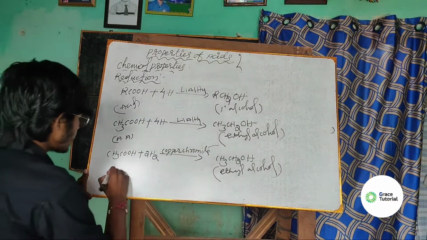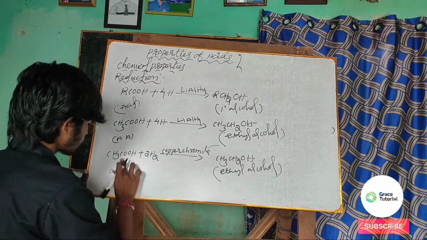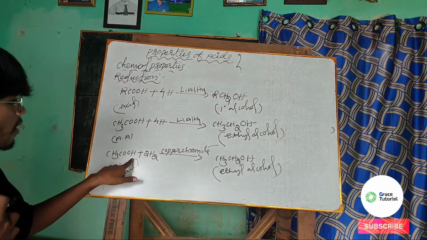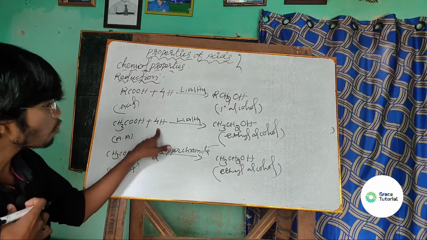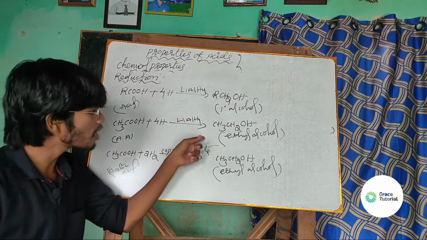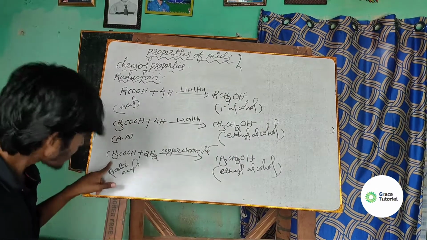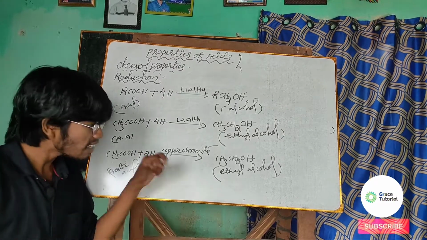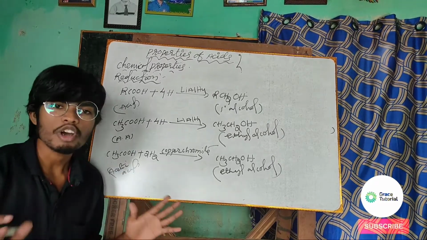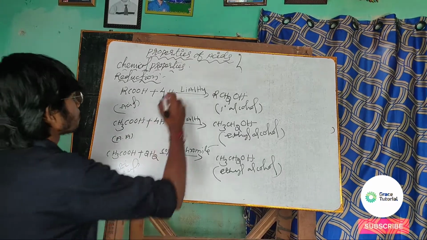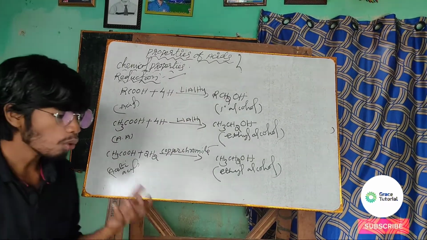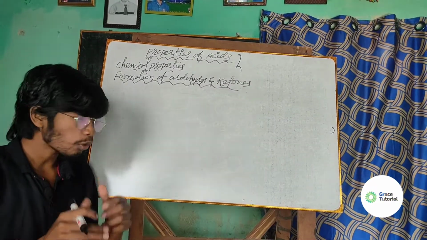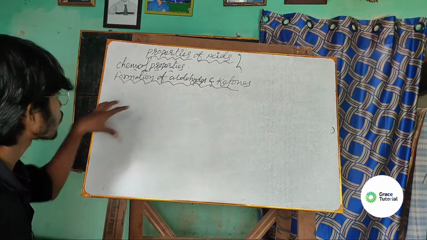So CH3COOH means acetic acid. If that CH3COOH gets reduced in the presence of reducing agents like lithium aluminum hydride, then ethyl alcohol is obtained. If that same acid is reduced with copper chromite, then also ethyl alcohol is obtained. That means when acid gets reduced, no doubt the alcohol is obtained. So this is the reduction. Now we will discuss how the aldehydes and ketones are formed from this acid. So now the question is how aldehydes and ketones are prepared from acid.